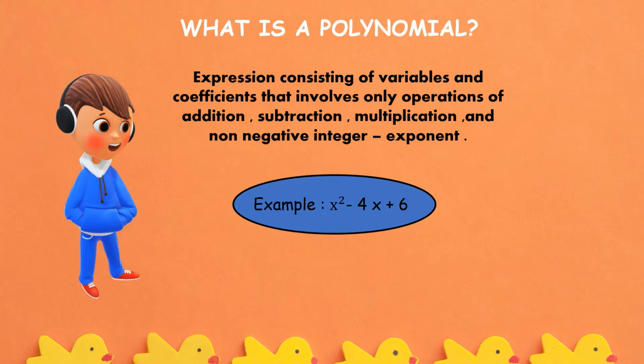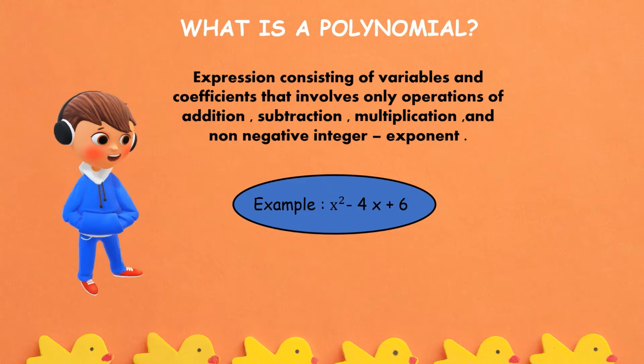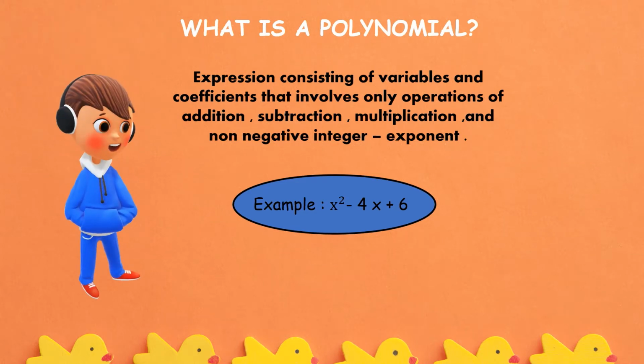The word polynomial was derived from Greek, where poly means many and nomial means terms. So altogether, polynomial means many terms. A polynomial can have any number of terms, but not infinite. I hope you are clear with what polynomials are.